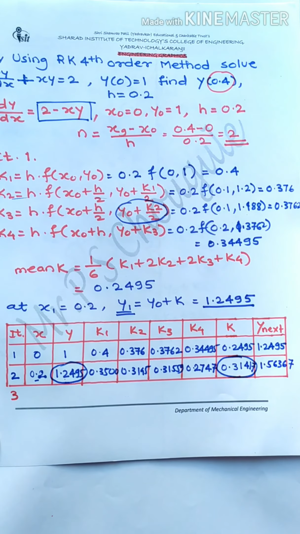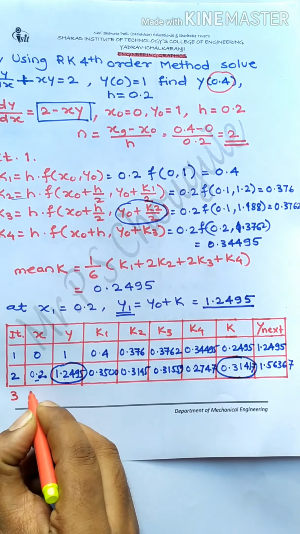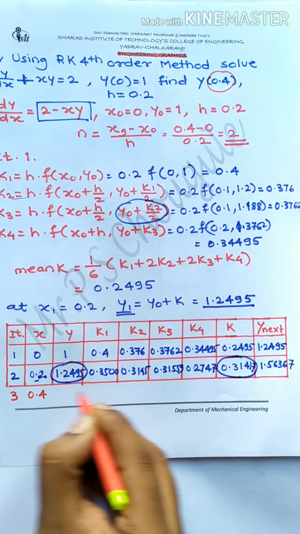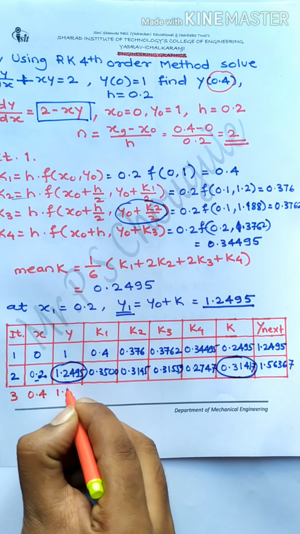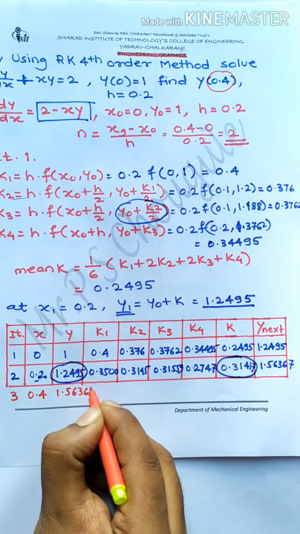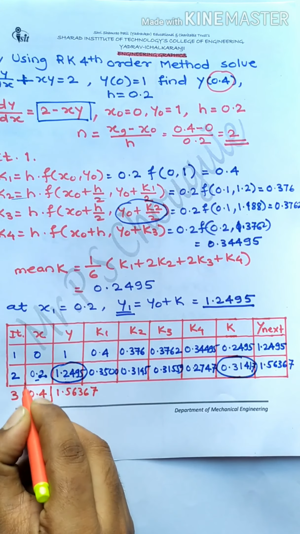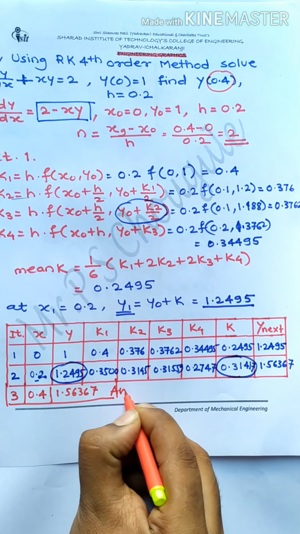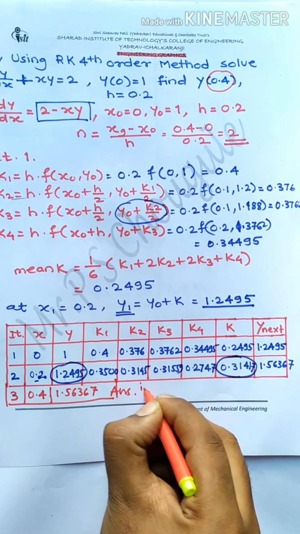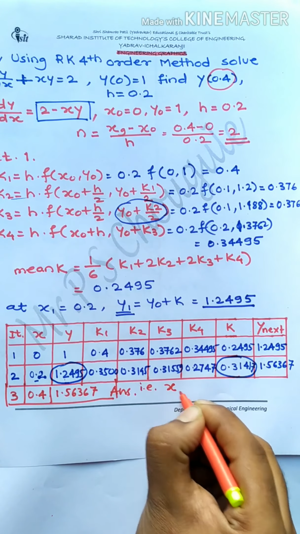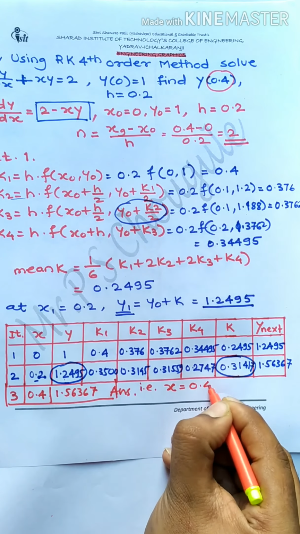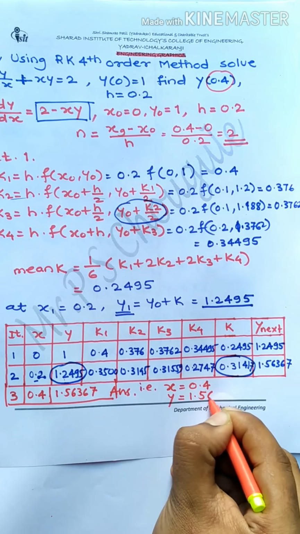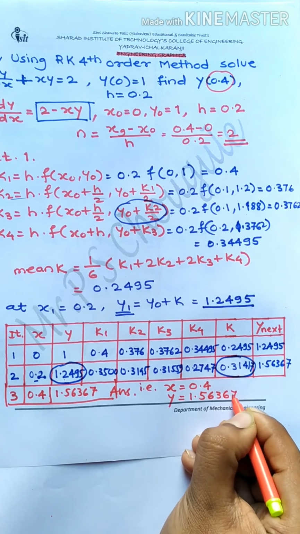That means I can write here, for the third iteration, my x value will be 0.4 and the value of y will be 1.56367, and this will be the answer. That is, at x is equal to 0.4, the value of y is equal to 1.56367.